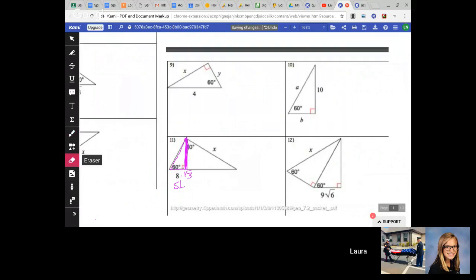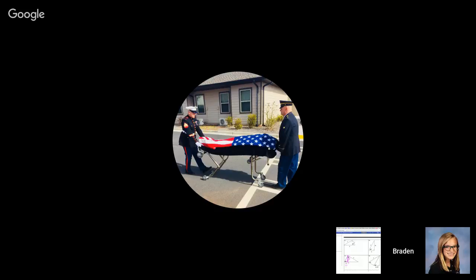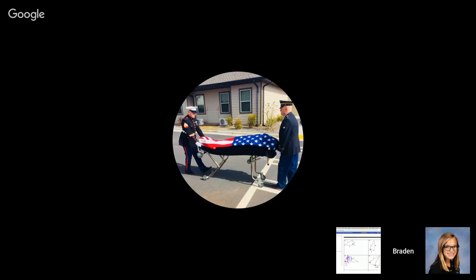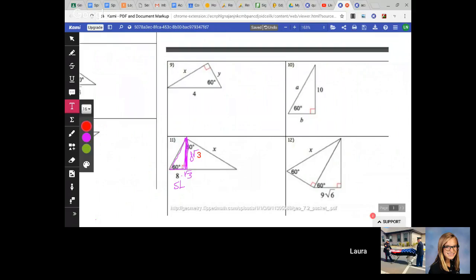So now we know 8 root 3. Come on. This pen has a mind of its own. That's pretty good, Miss Wynn. Oh, boy. You know what we're going to do? We're going to do this right here. 3. There we go. All right. 8 root 3 is this part.